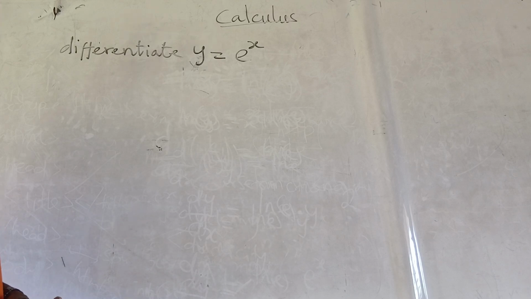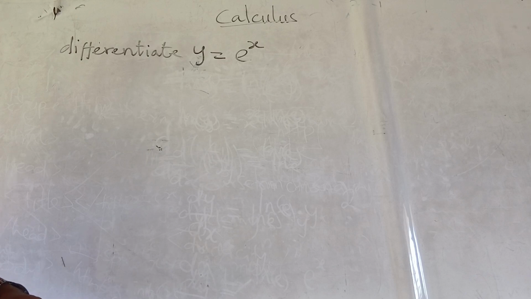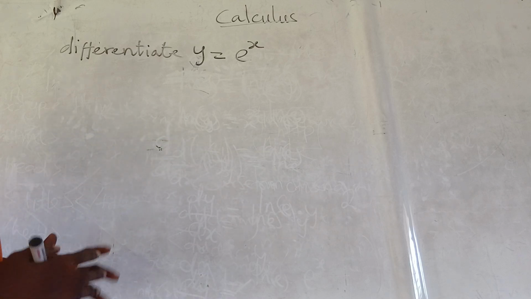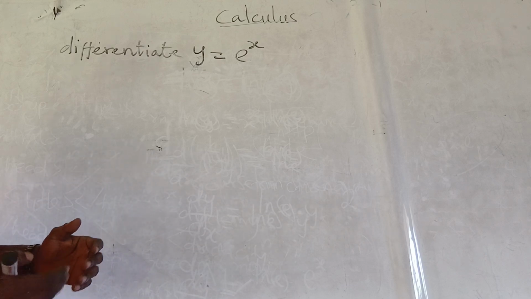Today we have y is equal to e raised to the power x, which we have to differentiate. Now, e raised to the power x is an exponential function. So if you have a problem like this, just introduce ln to both sides. Ln is the natural log, so it's the same thing as logarithm. So introduce ln to both sides.